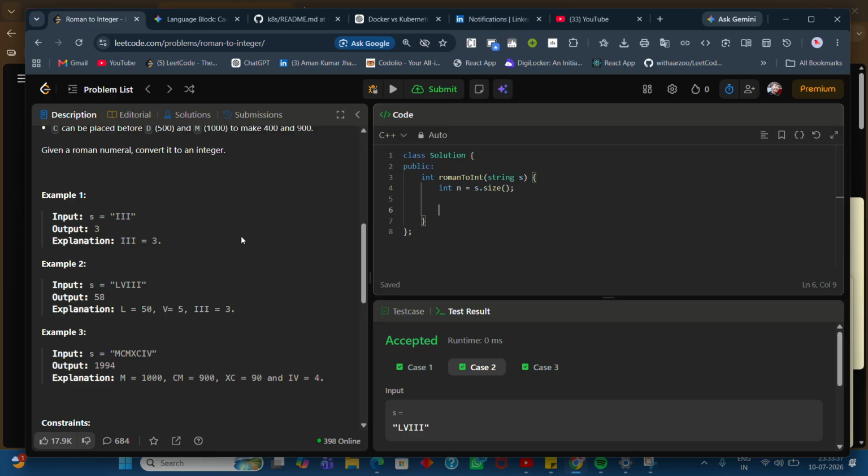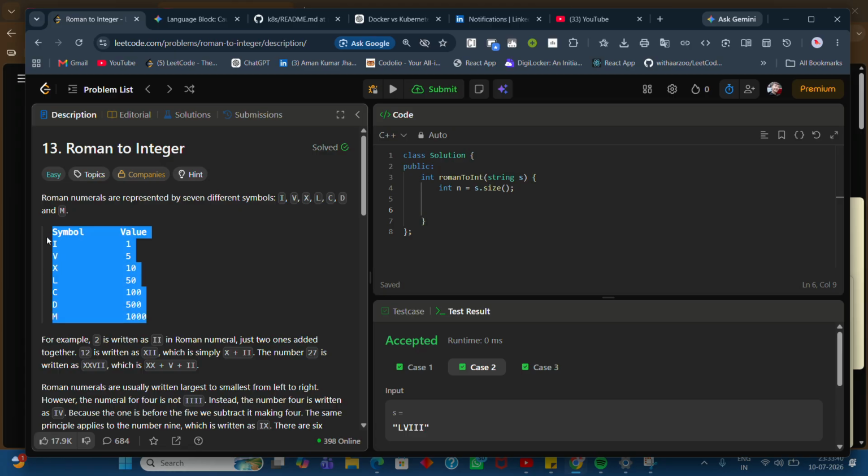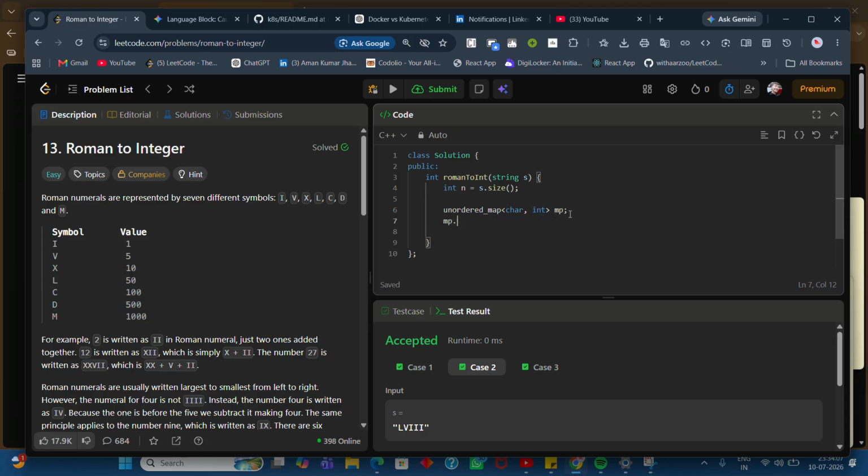Another thing, we will add this in an unordered map. So let's create one unordered map: unordered map char comma int mp, which is holding one character as I, V, X, L, C, D, M, and the integer as 1, 5, 10, 50, 100, 500, and 1000. Okay, simply insert all these. So mp dot insert this pair, and don't forget the symbols are in capital letters.